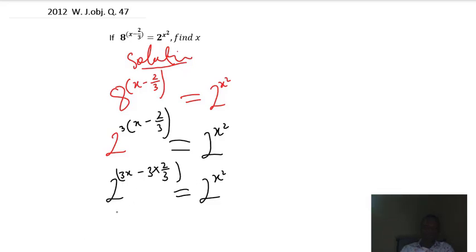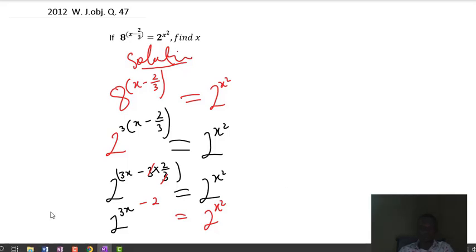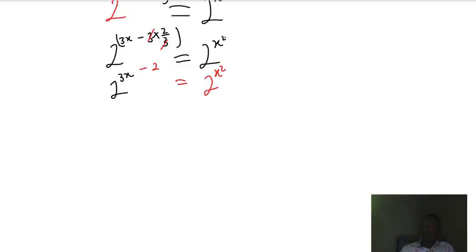Okay, let's write it down. We have 2 exponent 3 times x will give us 3x. Here the 3 will cancel the 3, so we are going to have minus 2, which is equal to 2 exponent x squared. Because the bases are all the same, the left side has base 2 and the right side has base 2, so we equate the exponents. So we have 3x minus 2 equal to x squared.